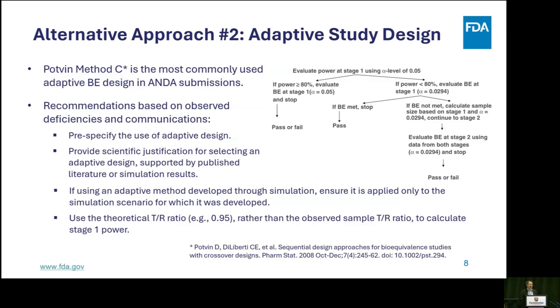If you use an adaptive design developed through simulation, please ensure it is applied only to the simulation scenario for which it was developed. For example, if your simulation is based on a two-way crossover, it is not applicable to a replicate study design. Lastly, use the theoretical TR ratio that you use in your simulation rather than the observed sample TR ratio to calculate the stage 1 power.